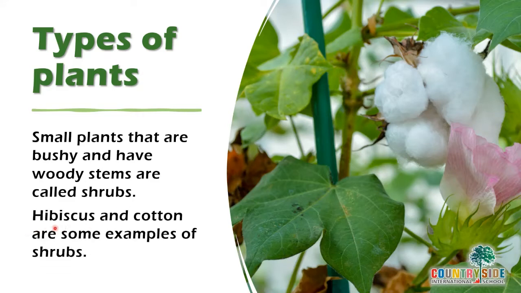Now the two examples are hibiscus and cotton. They are some examples of shrub. A cotton plant is a shrub, and hibiscus, you must have seen that flower. Alright, it looks so beautiful.